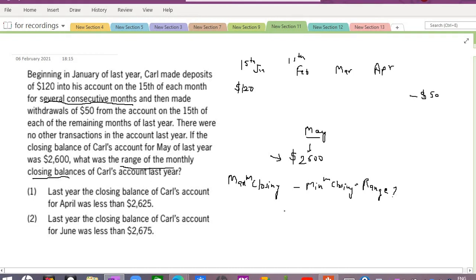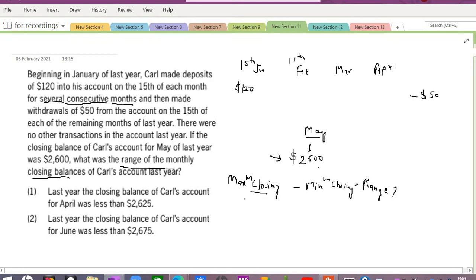No doubts in the question part? One clarification, Amrita. You are referring to the maximum monthly closing amount, not the daily amount, right? Monthly closing amount, yes. The maximum closing amount in a month. Okay, it's clear. So now we know that the closing balance in the month of May is 2,600.